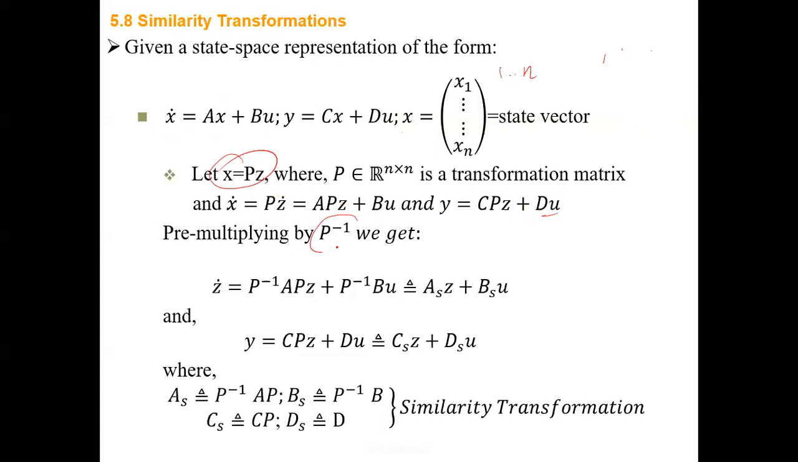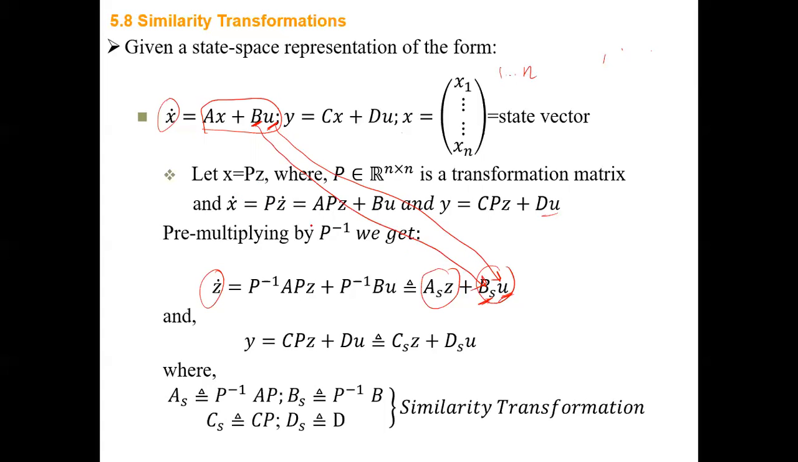Then pre-multiply this by the inverse of P. What do you get? If you do that, this becomes z dot, because P inverse P is 1. So z dot is on the left. Then what do you have here? P inverse AP z, then P inverse Bu. Now I want to match the form. You have x dot equals Ax plus Bu. Similarly, z dot equals As z plus Bs u. So this B becomes Bs here, this u is u. They're the same form, they're similar, not the same. Similarly, this x becomes z and your A becomes As, then x dot becomes z dot.